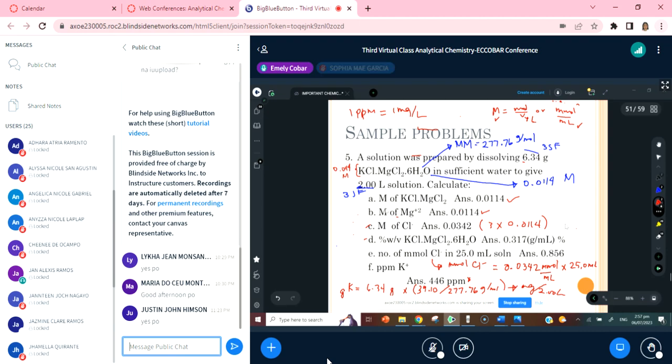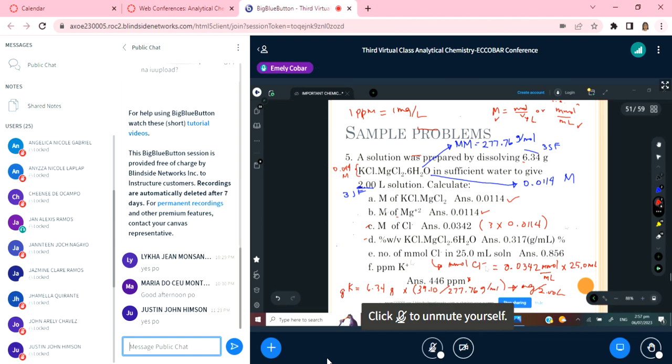Next, ito. Number of millimoles of chloride in 25 ml of solution. Yes, may nagtanong, may nag-raise ng hand. Ma'am, yung sa letter C po, bakit nga po ulit siya multiply sa 3? Okay, bakit siya may multiply sa 3?